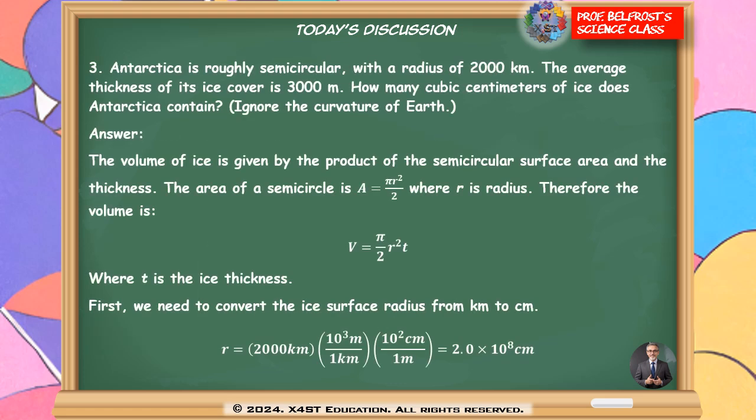Antarctica is roughly semicircular, with a radius of 2,000 kilometers, and the average thickness of the ice cover is 3,000 meters. So how many cubic centimeters of ice does Antarctica contain? We know that the volume of ice is just the product of the surface area, which in this case is semicircular, and the thickness. Because we know that a semicircle has an area of pi times r squared divided by 2, we have this formula with us.